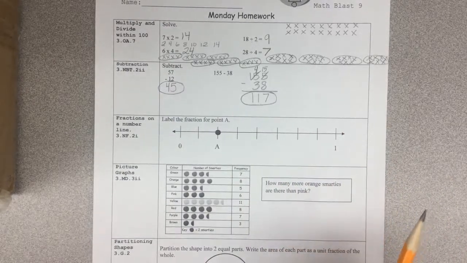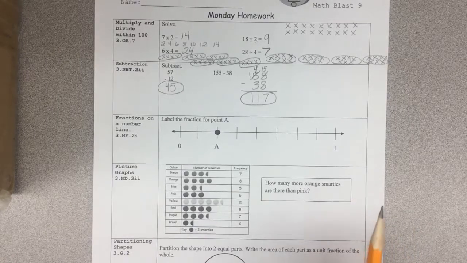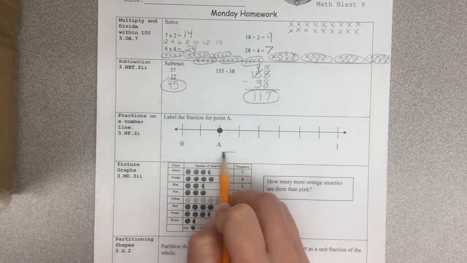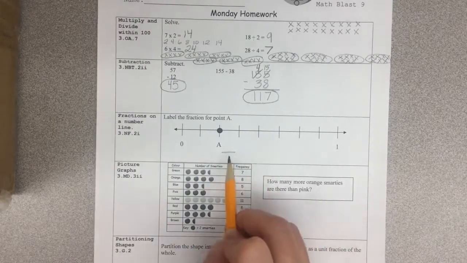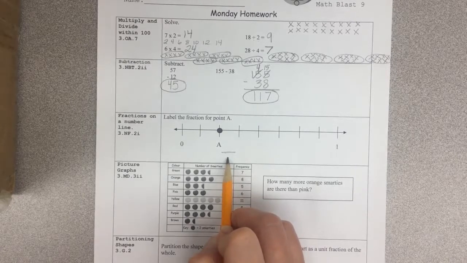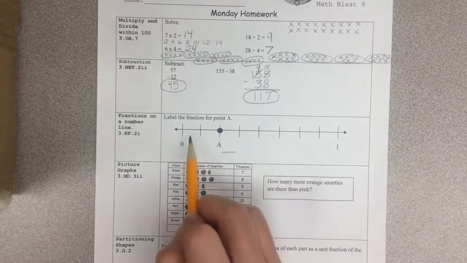Fractions on a number line. Label the fraction for point A. A fraction has a numerator and a denominator here. I'm going to figure out my denominator first. That's the number that tells me how many equal parts are in the whole. Or I should say that's the part of my number.